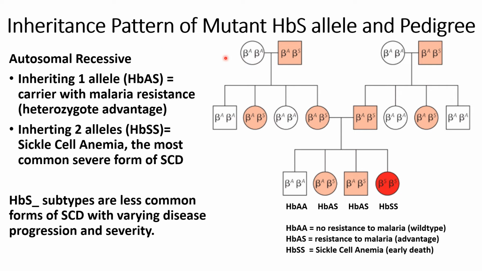So the inheritance patterns of this mutated HbS allele can be shown pretty well with pedigrees. It's an autosomal recessive, so inheriting that one allele, the HbS, will give you malaria resistance and a heterozygous advantage. So all these individuals here may have survived times where malaria was killing a lot of people, and they were fortunate enough to meet someone else and have children with them.